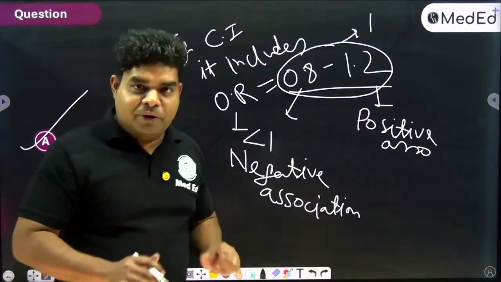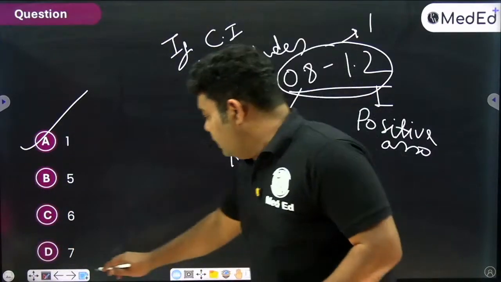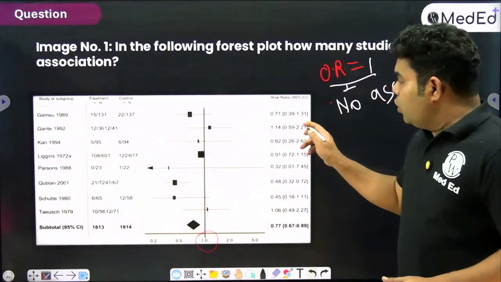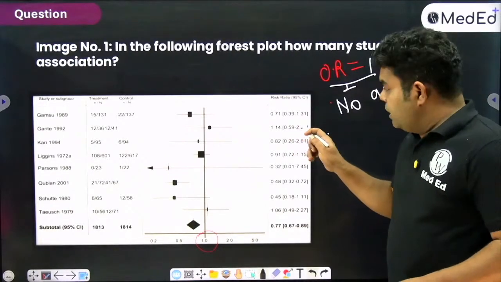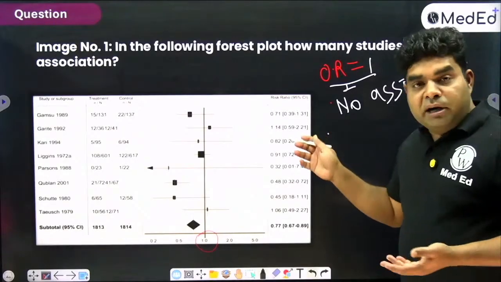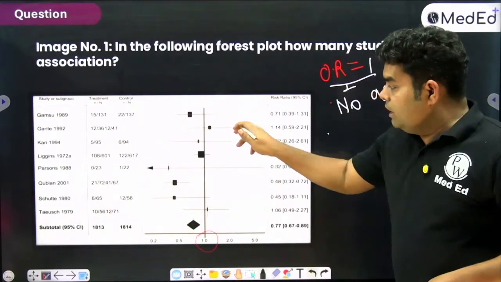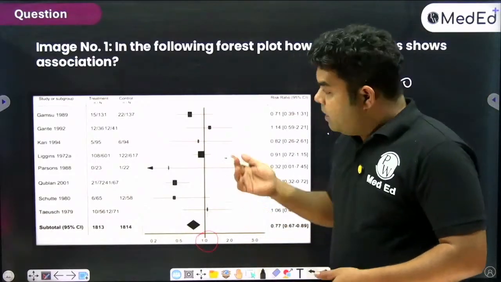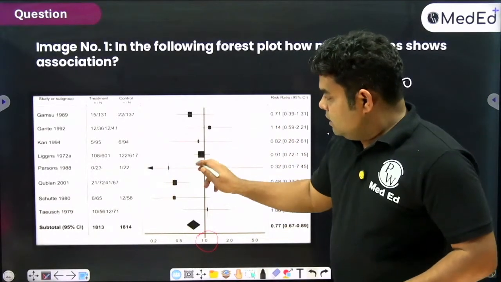Okay. So that's why all those studies where you found the confidence interval including 1, like look at the first study, the confidence interval is 0.39 to 1.31. That means 1 comes in between. So all these studies which have a range from negative to positive on both sides have no association. Only one study, this sixth one, shows positive association.